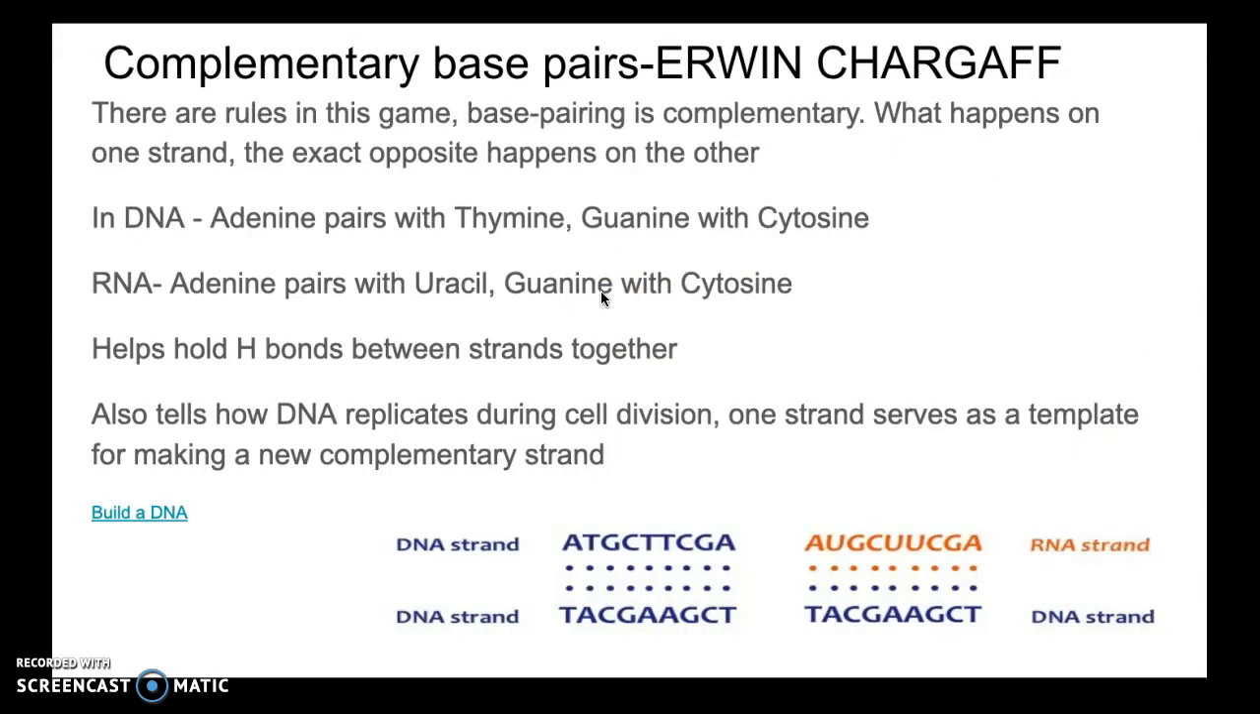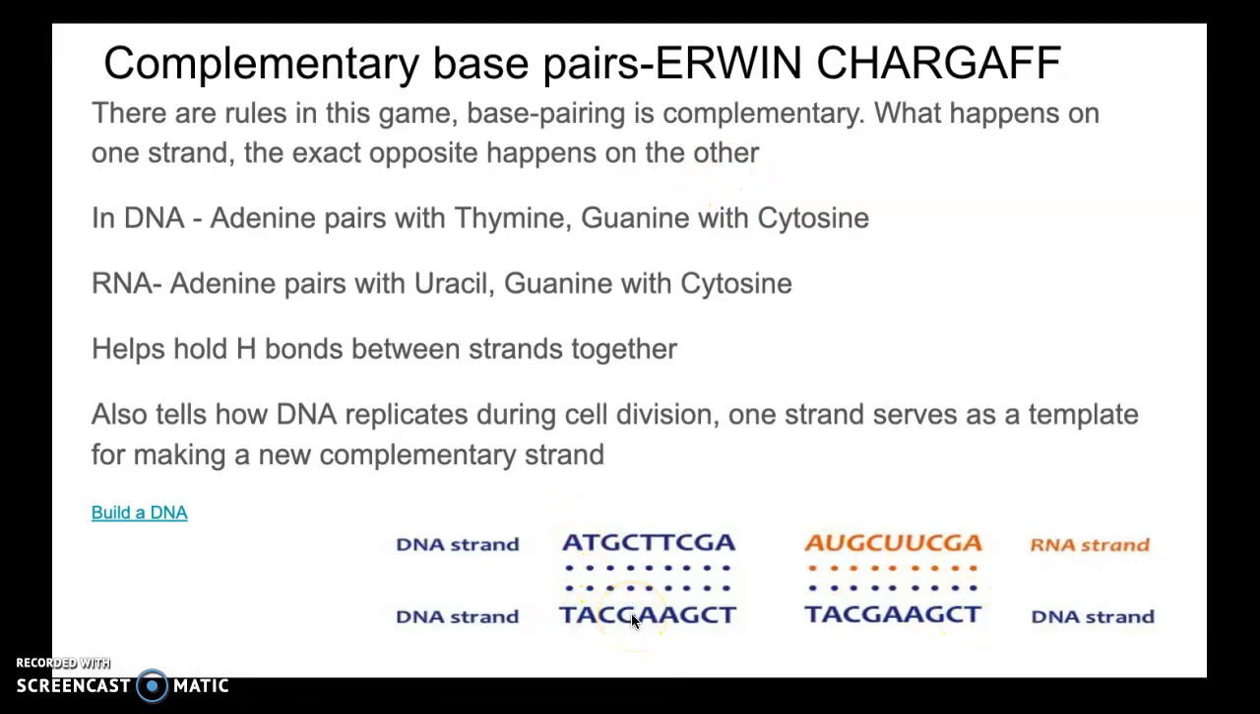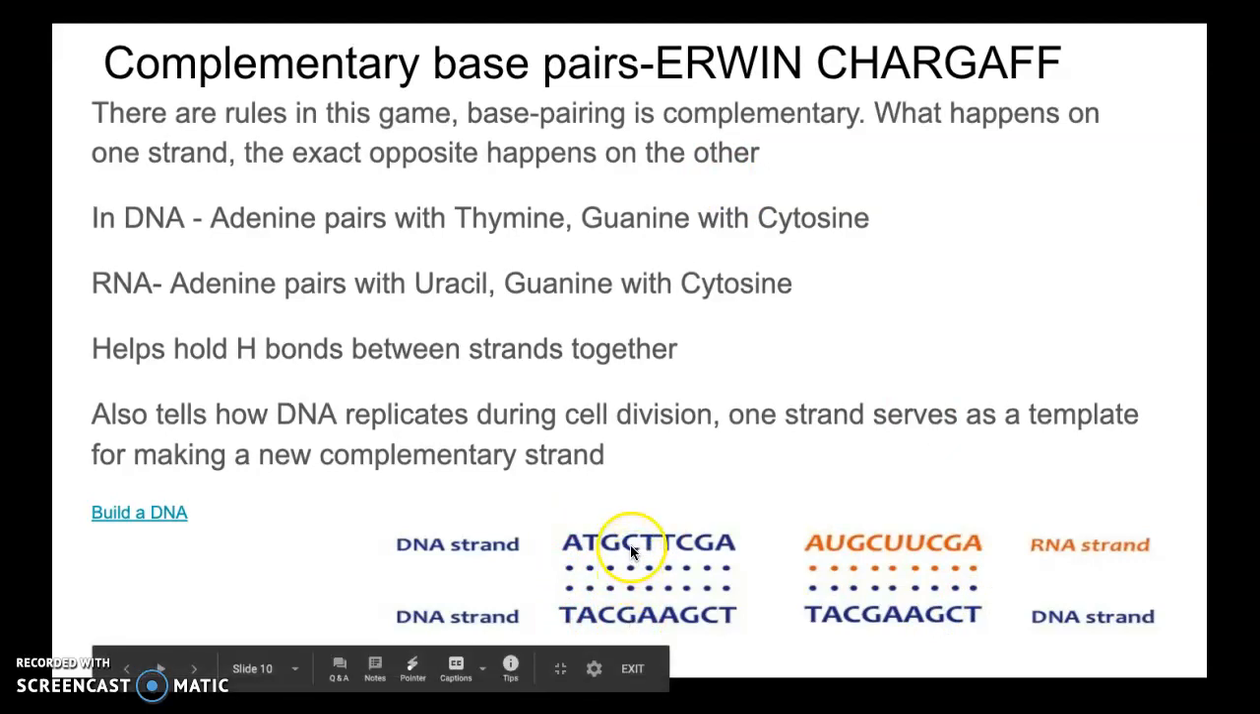Complementary base pairs. This comes from Erwin Chargaff, who was also mentioned in the video I assigned. There are rules to the game. Base pairing is complementary. Complementary with an E means that they fit together like puzzle pieces. Complementary with an I is like if I said something nice about you. What happens on one strand, the exact opposite happens on the other. So if I have T, A, C, G on this strand, on the exact opposite, G always goes with C, A always goes with T, T always goes with A. In DNA, adenine goes with thymine. Guanine always goes with cytosine.